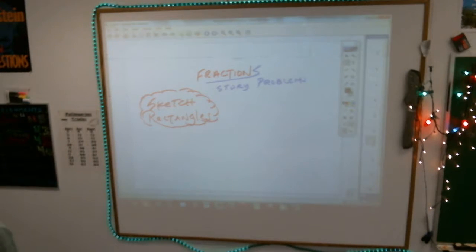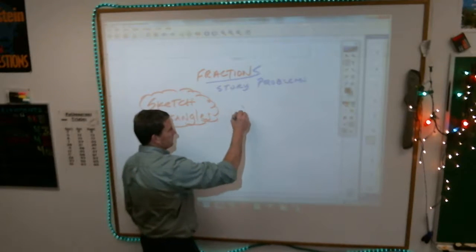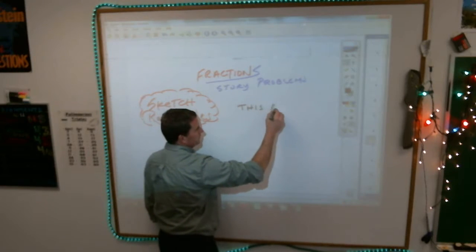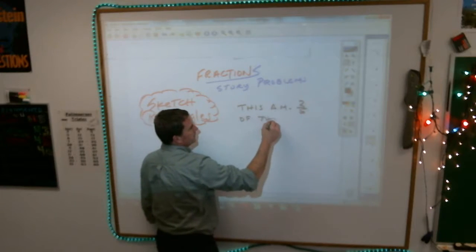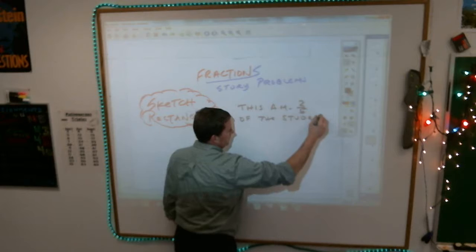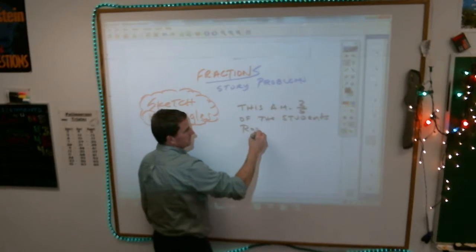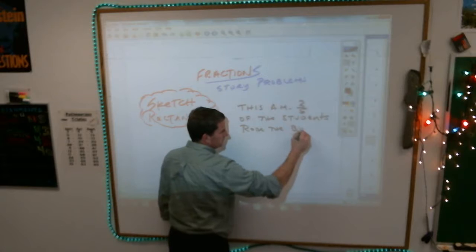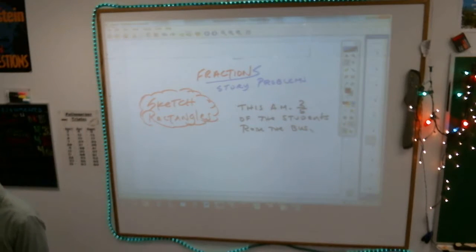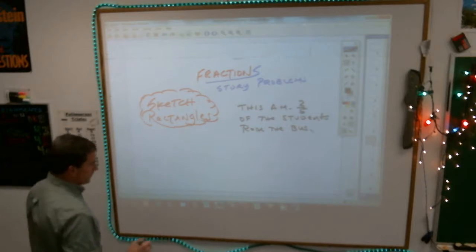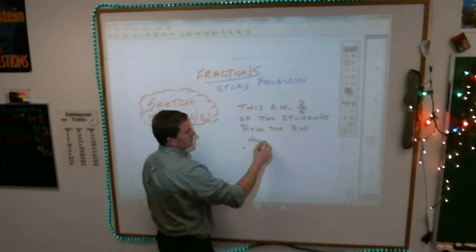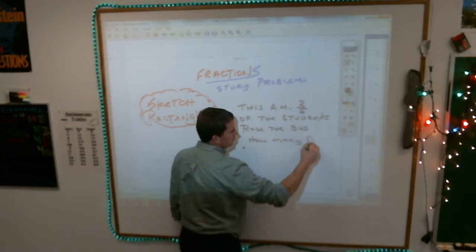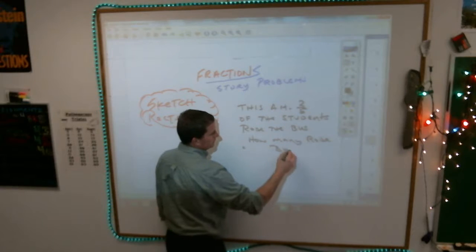This morning, 2/5 of the 30 students rode the bus. How many students rode the bus?